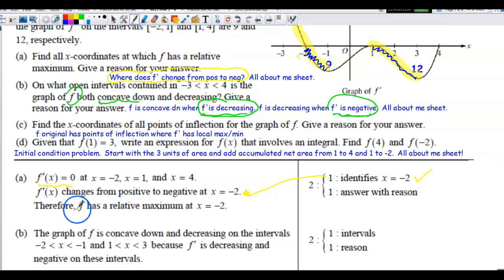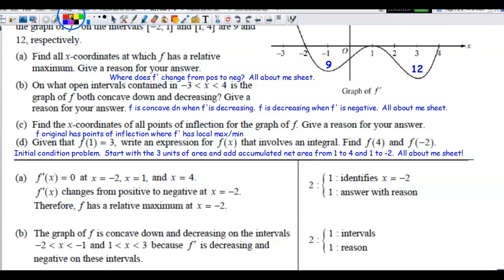So the intervals are from -2 to -1 and 1 to 3, because f prime of x is decreasing and negative on these intervals. 1 point for the correct intervals, and if you put brackets on any part of that, you're going to be okay, and then 1 point for the reason. Okay, let me clear the board here because it's getting a little messy. Let's come back to and look at letter C.